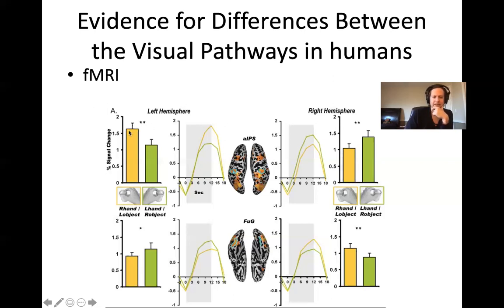Another way of asking this question: this bar right here in the left hemisphere parietal dorsal pathway is taller than this bar in the right hemisphere dorsal pathway. Why is that? Explain why this makes sense in terms of what we know about the dorsal and ventral pathways. So that's what I'll say for now.